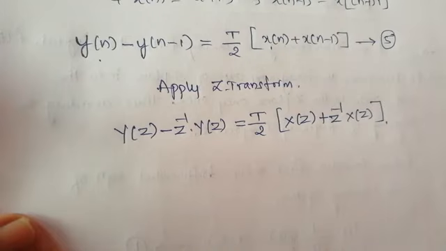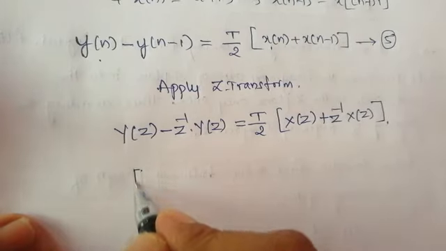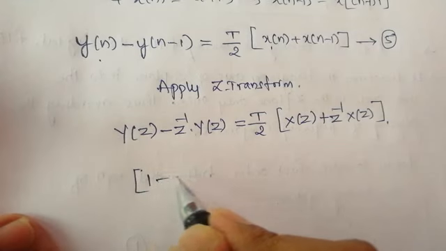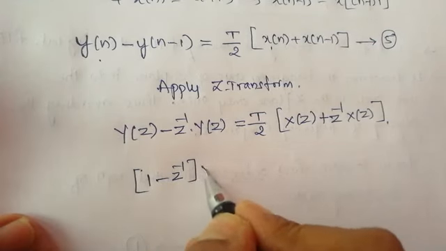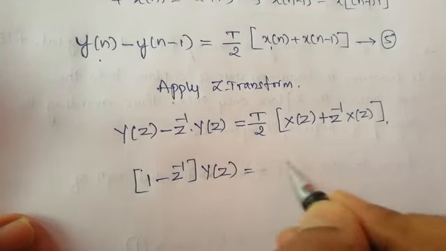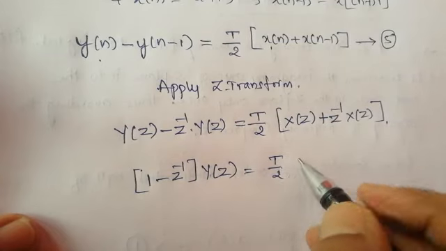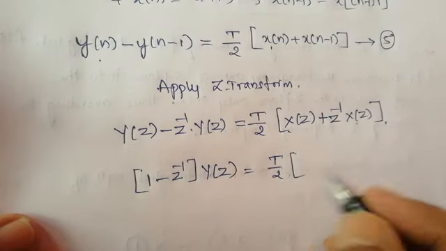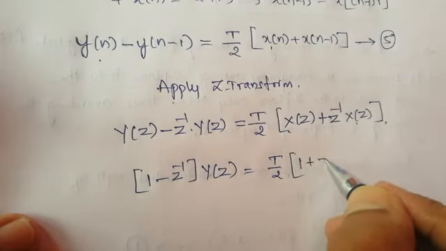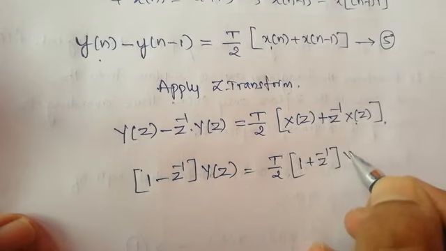On the LHS, take Y of z common. What is left? Here 1 is left, here z raised to minus 1 is left, multiplied by Y of z, that is equal to T by 2. Similarly here, take X of z common. What is left? 1 plus z raised to minus 1 into X of z.